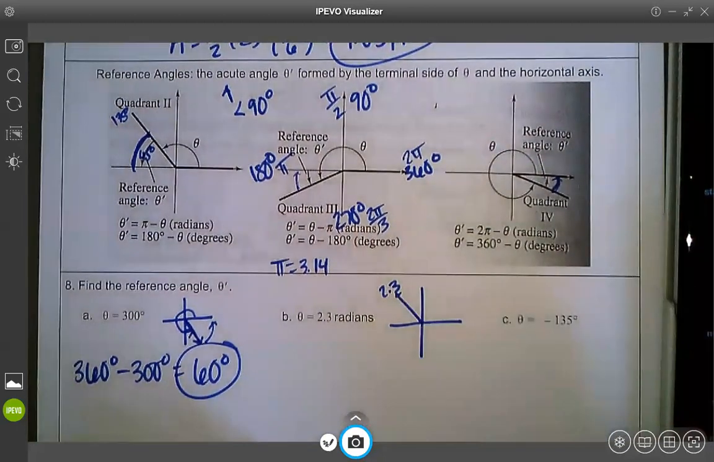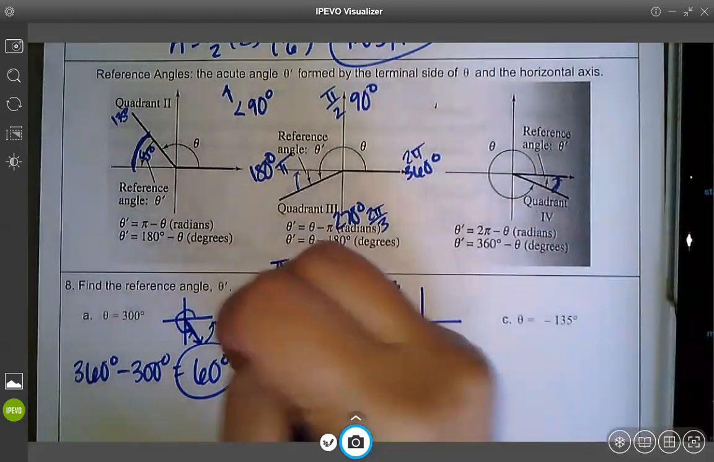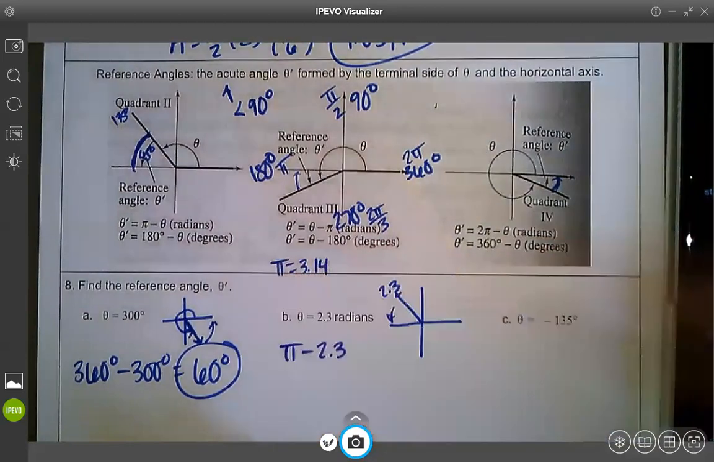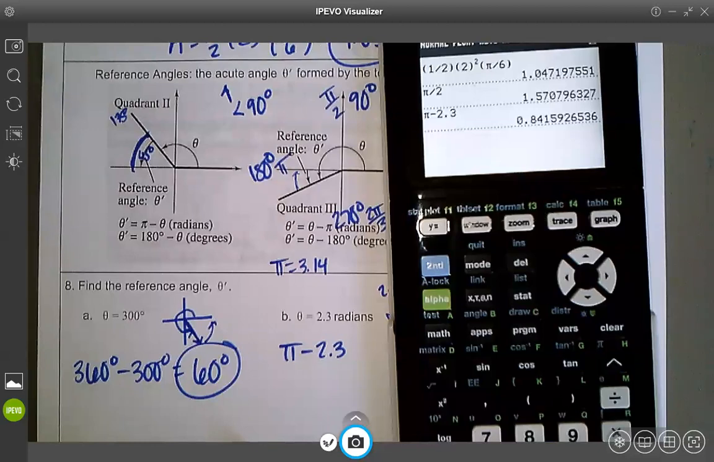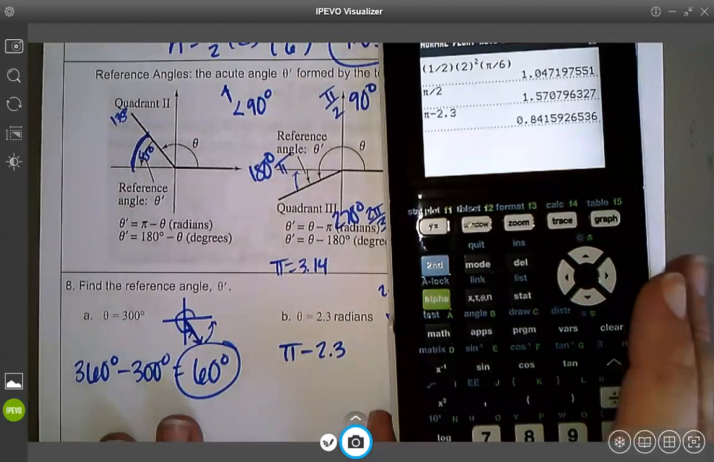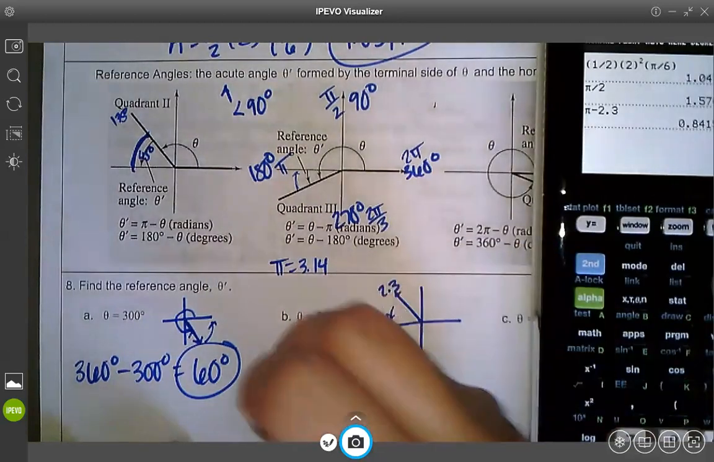So what I'm going to say here, because it's going to be closer to pi than to 0, is pi minus my 2.3. And I'm going to round that. It's going to be about 0.84 radians, which will be your reference angle. Questions on that?